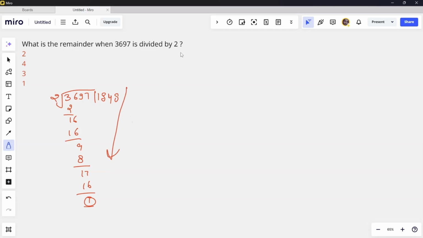But as we know the divisibility rule of 2, we do not need to divide the complete number. We will simply extract the unit digit of the number, which is 7, and we will simply divide this digit. 2 3s are 6 and 1 as a remainder we have. So the fourth option is the correct option. So this is the power of aptitude.